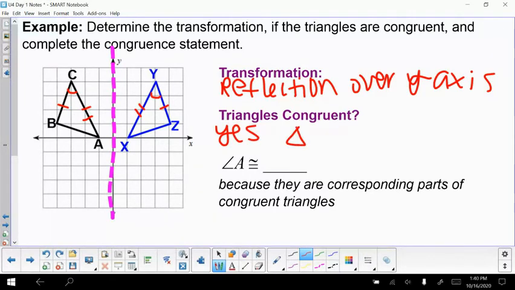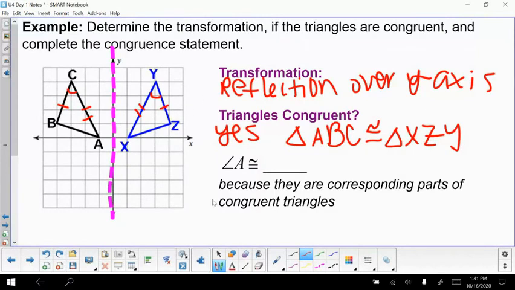So triangle, and we need to name them in the right order. We're going to start with A, and then B, C. It doesn't matter the order of the first one. You just need to make sure you match up everything in the correct order with the second one. Since A reflects over here to X, we know that A and X go together. Then B reflects over to Z, so Z corresponds with B, and then C reflects and comes over to Y, so triangle ABC corresponds to triangle XZY.